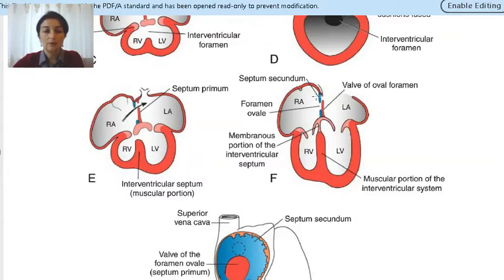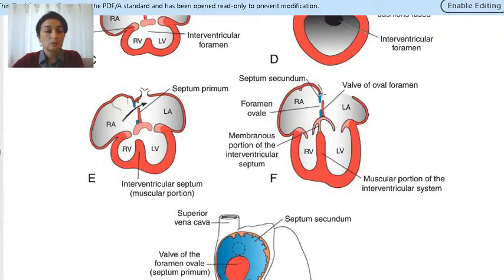So we will have septum secundum that grows downward. Its free edge, pay attention, its free edge, and here it has a free edge. Between these free edges of the septum secundum another opening will be formed, that is the foramen ovale. It will have an oval shape. That's why this opening will be called foramen ovale.